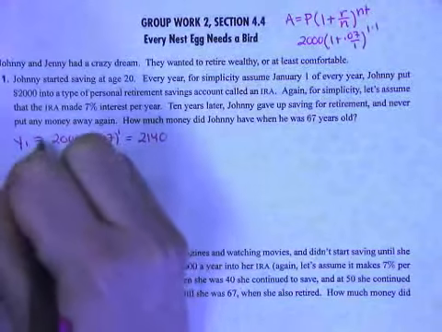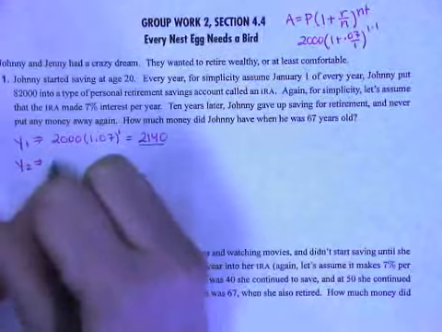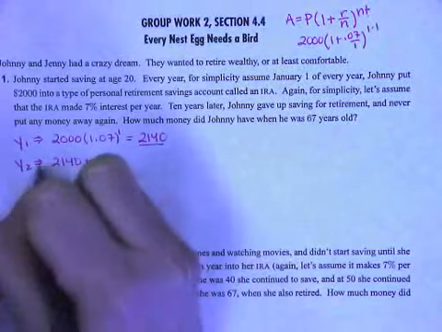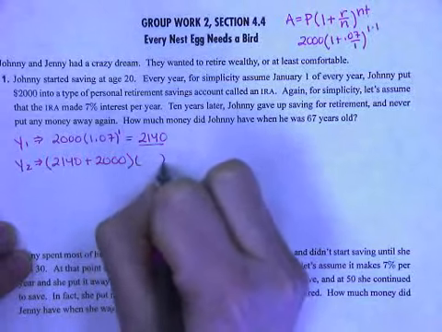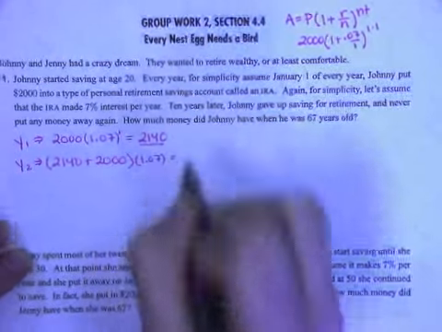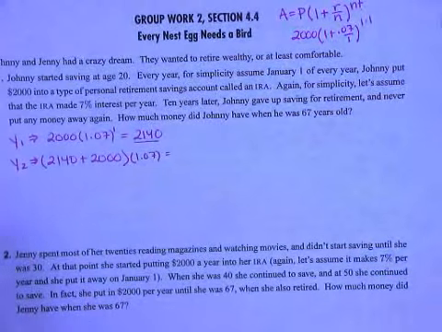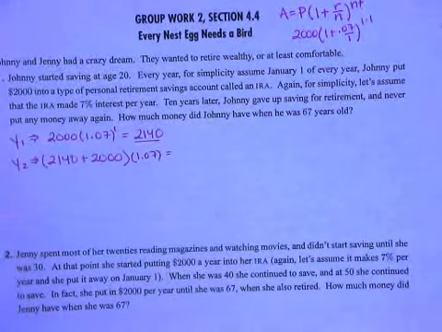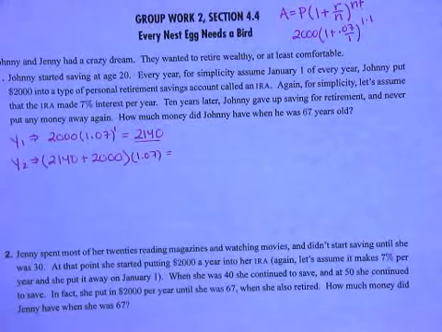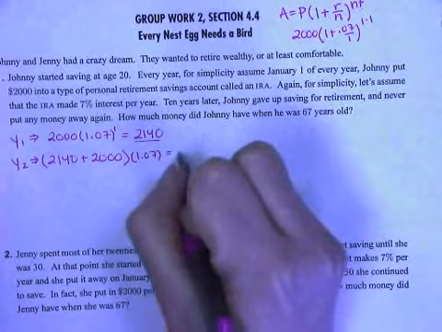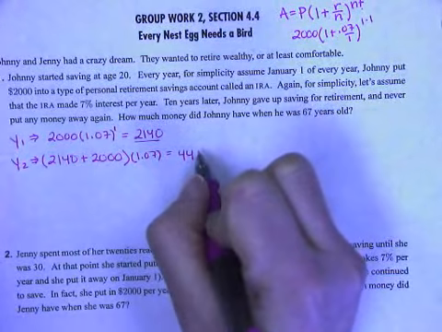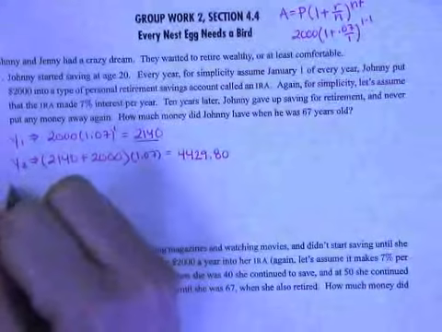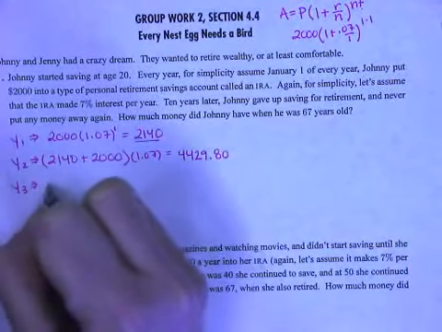Okay. Year 2, he has this much money from before, plus another $2,000, and this amount of money gains 7% interest for that year while it's sitting in the account. So instead of being just $2,000, now he's got $4,140 that's earning interest for him. And at the end of year 2, he earns $4,429.80.